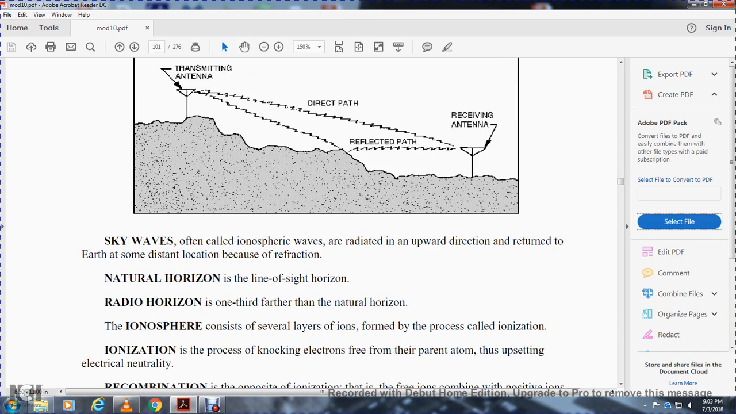Sky waves are ionospheric waves radiated in an upward direction that return to the Earth sometimes at a distance, covered by refraction. The natural horizon is the line of sight to the horizon. The radio horizon is one third beyond the natural horizon.